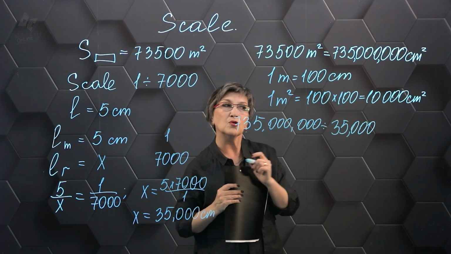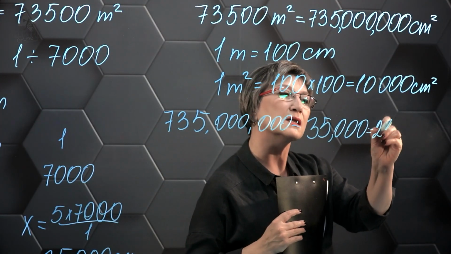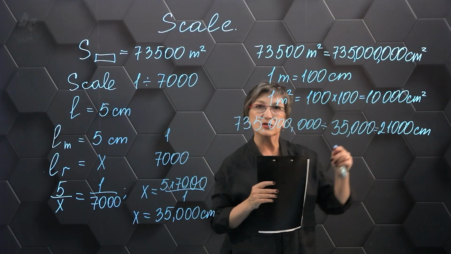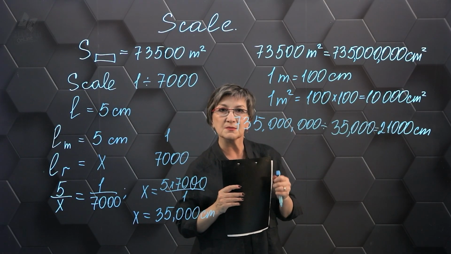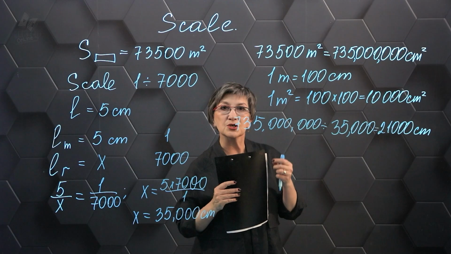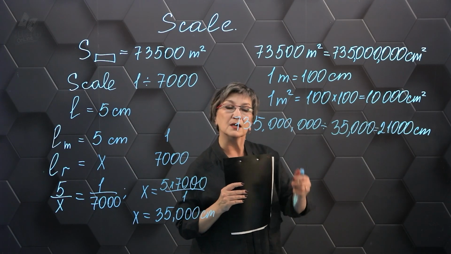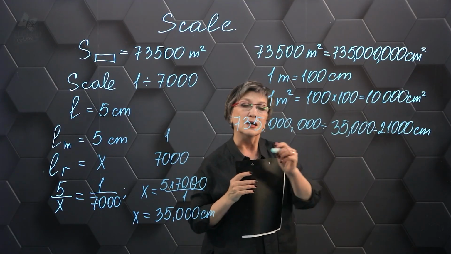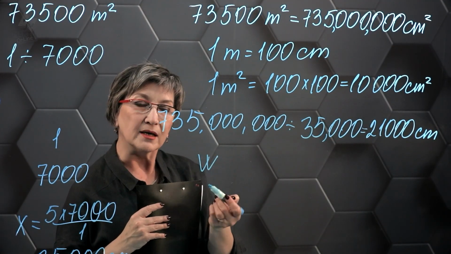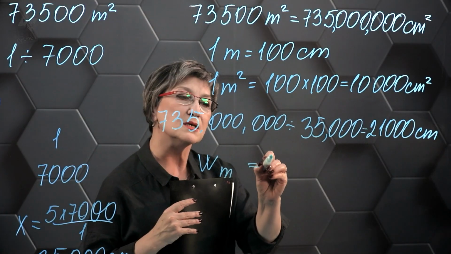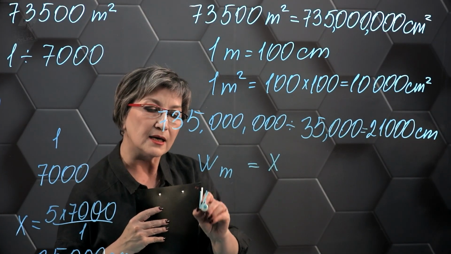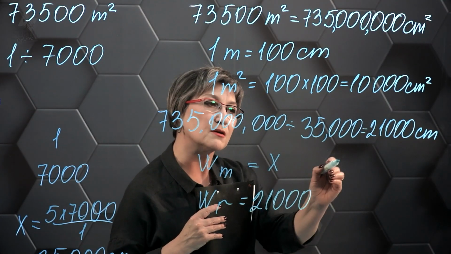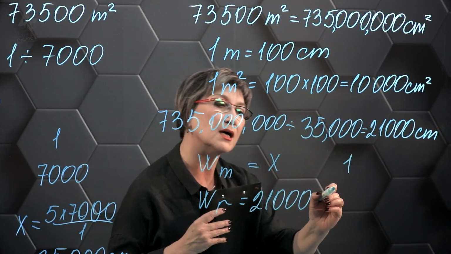And then we find the width of this rectangular plot of land is 21,000 centimeters. The real width of our plot is 21,000 centimeters. And now let's find the width of the rectangle on the paper. To do this, we will use the scale again and write it down. Width on the paper is unknown, and the actual width is 21,000 centimeters. The scale remains the same, 1 to 7,000.